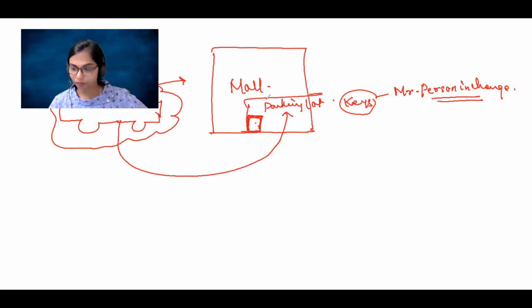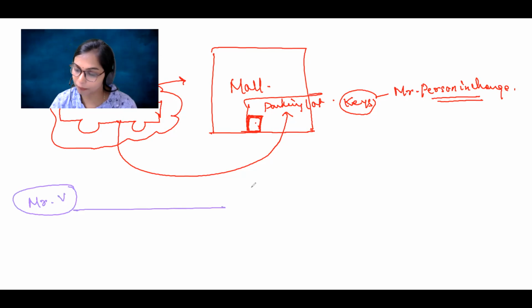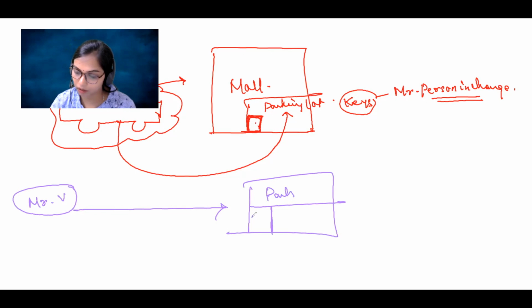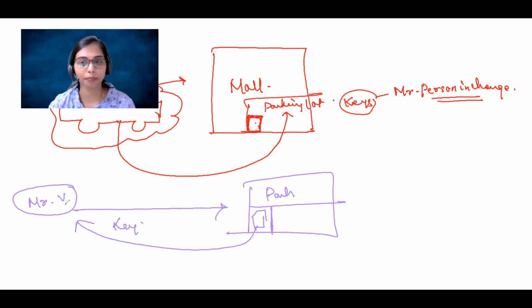Now, one more thing. Let's see what their example is. V parks his car at a parking lot, locks it and keeps the key with himself. Now you see, the example has changed. What he did is, Mr. V parks it in the parking lot. This is the car he parked, but kept the keys. Keys are with him only.